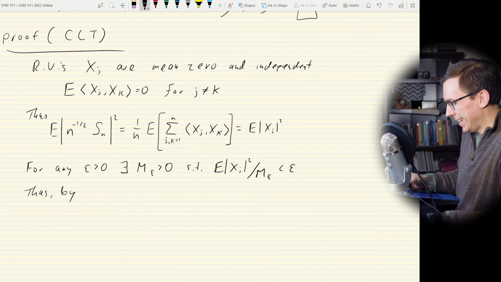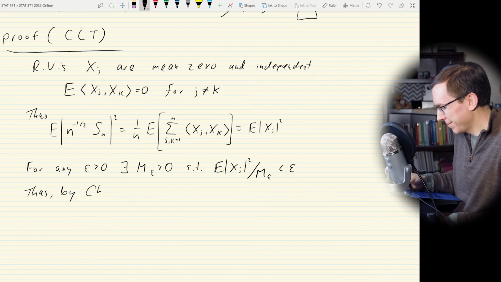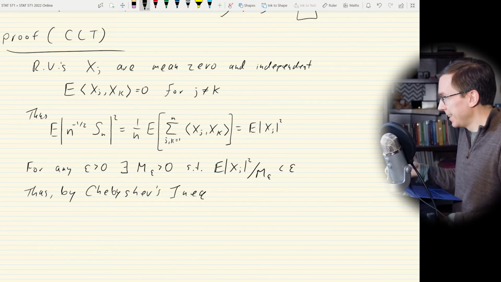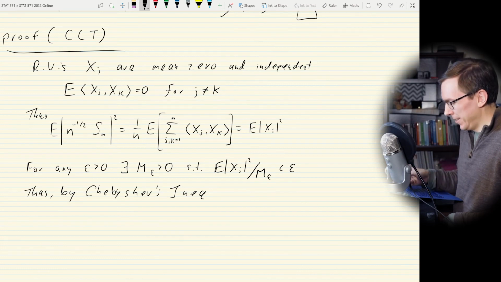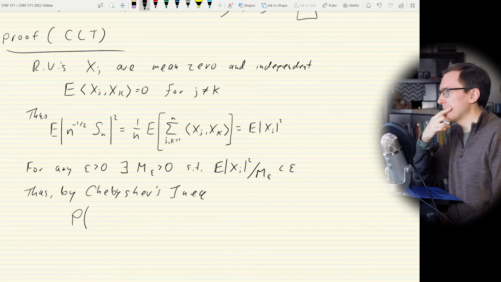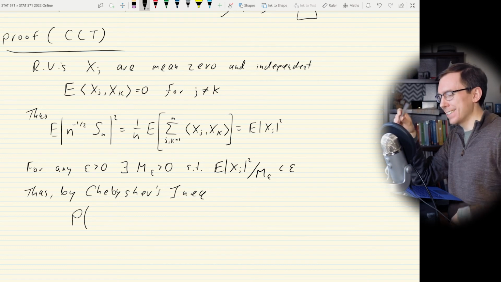Thus, by our favorite Russian mathematician, Chebyshev, by Chebyshev's inequality, we have that the probability, I guess I should technically use μ, but if we think of this as a probability space, I guess I didn't define it the right way.